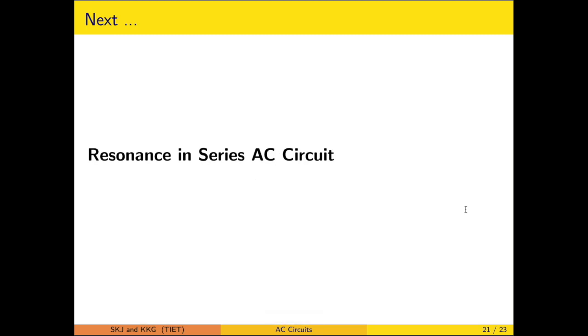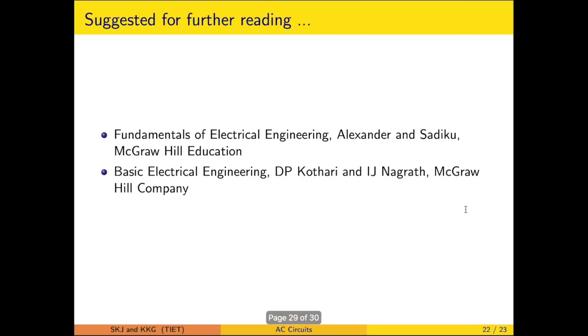Next, we will be discussing resonance in series AC circuits. You can refer to these textbooks for further reference.